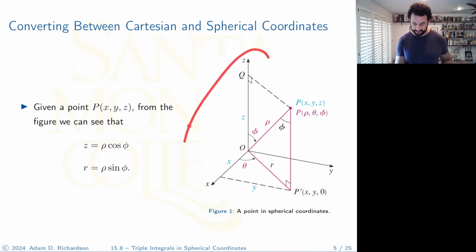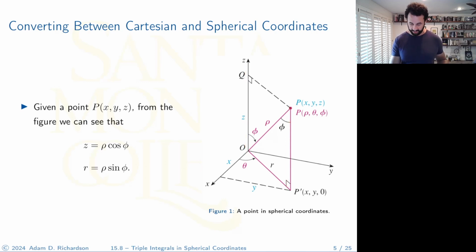Just given the figure that you see right here, we can describe the z-coordinate as rho cosine phi. And this is just using right triangle trigonometry. How could you describe this length right here? It's going to be rho times cosine of phi. Notice that this angle is equal to phi. That's because of the alternate interior angle theorem, which says that if this angle is phi, this angle is also going to be phi if these two lines are parallel.